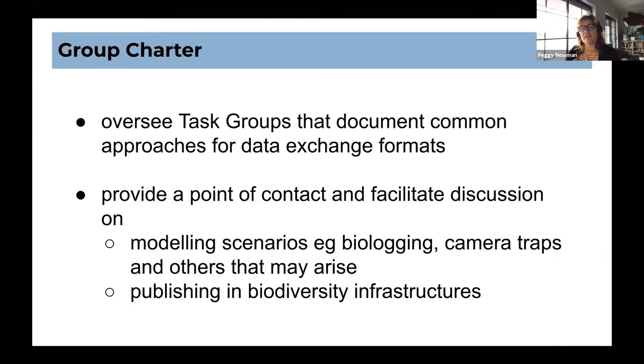So we started the group, the activities we've got on our charter rather are to oversee task groups. The job of an interest group in TDWG is to oversee task groups that document common approaches for data exchange formats. We wanted to provide a point of contact for the community to facilitate discussion on modelling these types of data scenarios, biologging, camera traps and others that may arise, and also on publishing in biodiversity infrastructures and how that might work.